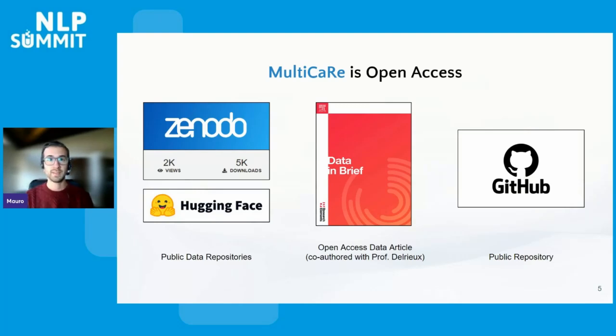MultiCaRe is open access. The dataset is available on Zenodo and also on Hugging Face. Also, we have published, together with Professor Del Rios, a data article in Data in Brief that you can access. And there is also a public GitHub repository where you will find many useful resources if you want to use this dataset.